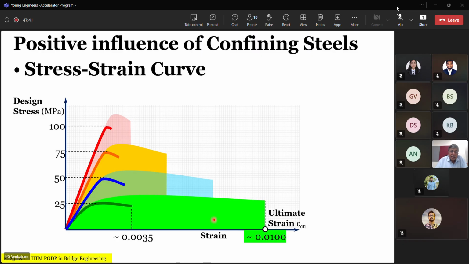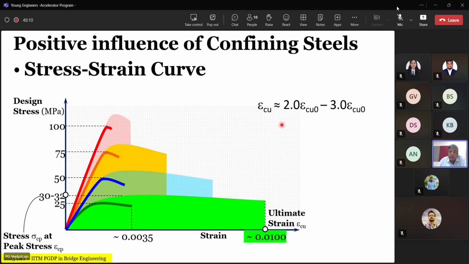So that is the benefit of confinement. Confining steel improves the ductility in the concrete itself. Now comes the question. As I told you, the peak stress change is very small. The 25 will go to around 32. That's not that much. That's only about 25% or so more. But this is 3 times. This is what is more interesting.